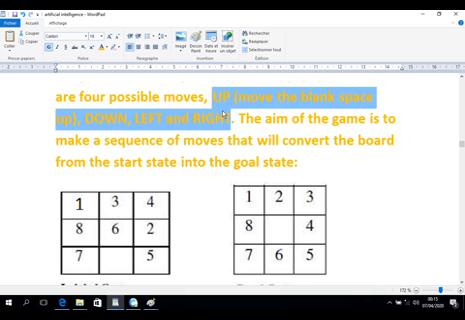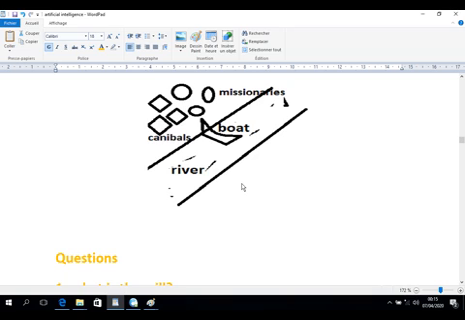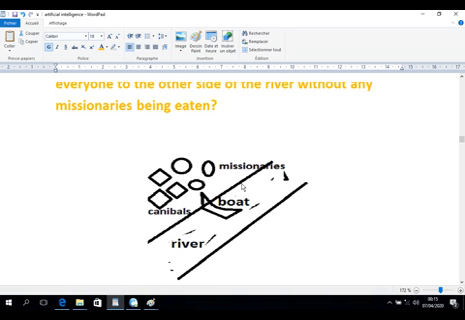Specify a set of rules that describe the actions or operators available. So what are the rules that describe the actions? In the board game, the actions are the moves: up, down, left, right. So these are the operators: up, down, left, right.